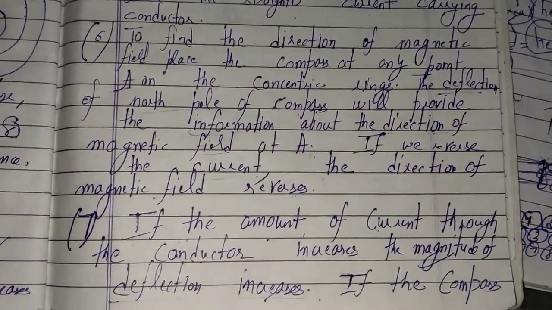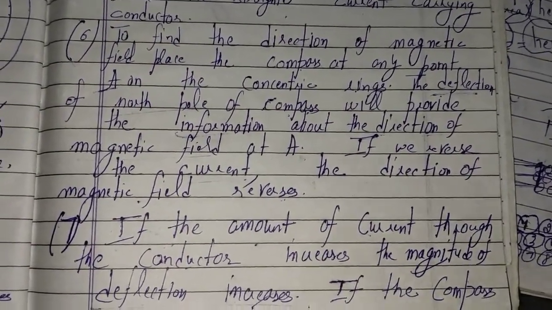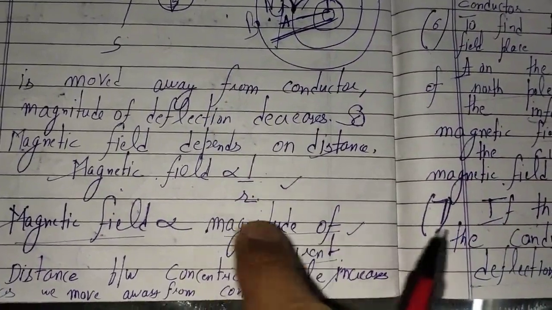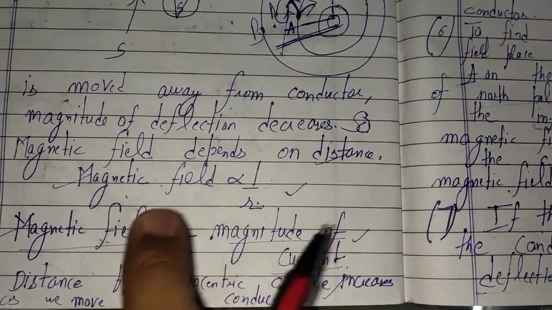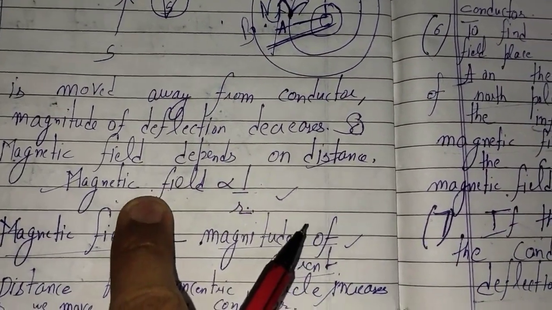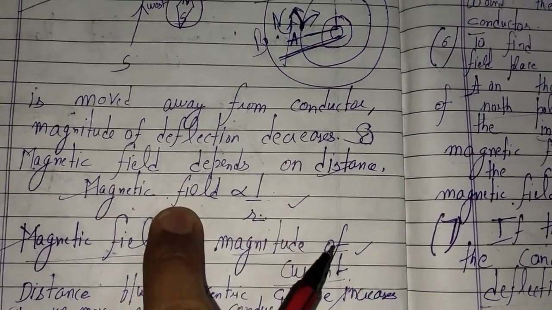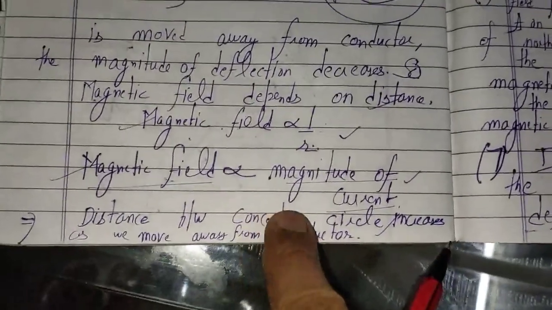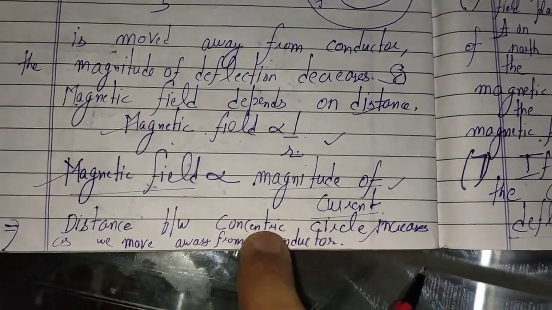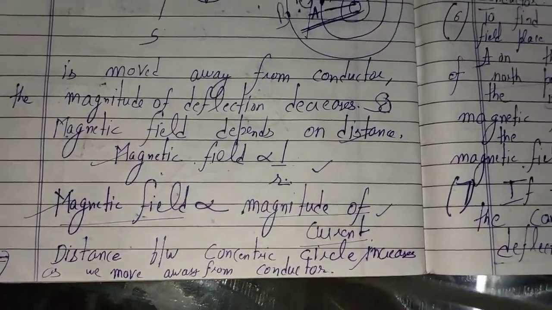If the current direction reverses, the magnetic field also reverses. If the current through the conductor increases, the magnetic field also increases. If the observation point is near, magnetic field is more. If the observation point is far away, magnetic field is less. As we move away from the straight current carrying conductor, the distance between concentric circles goes on increasing.